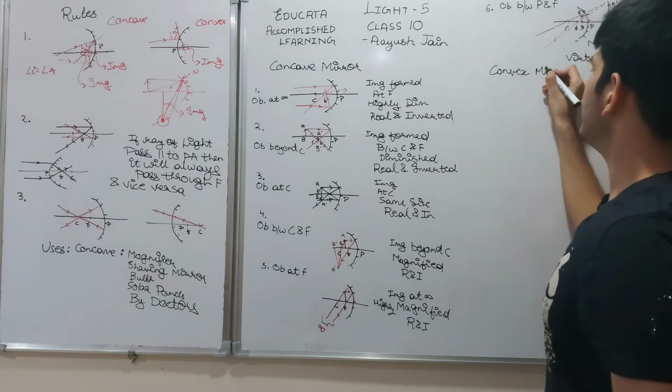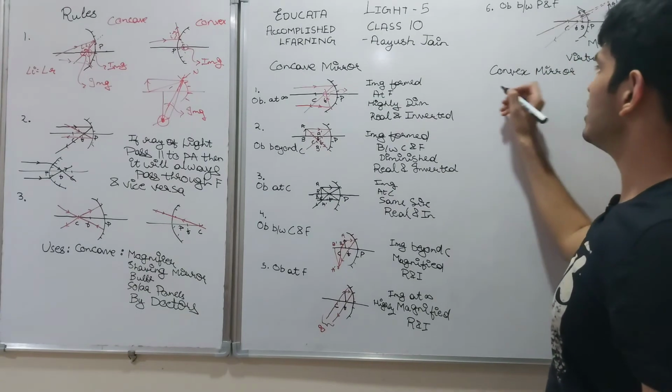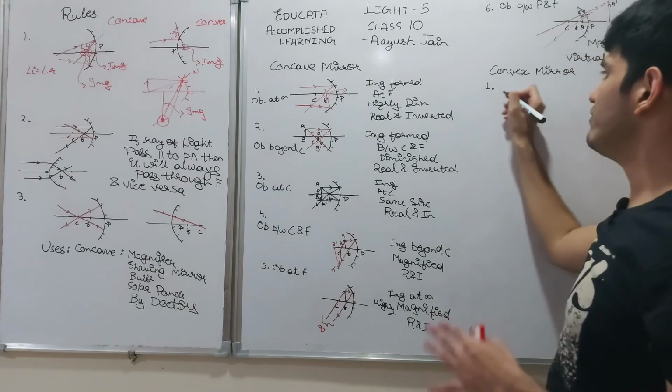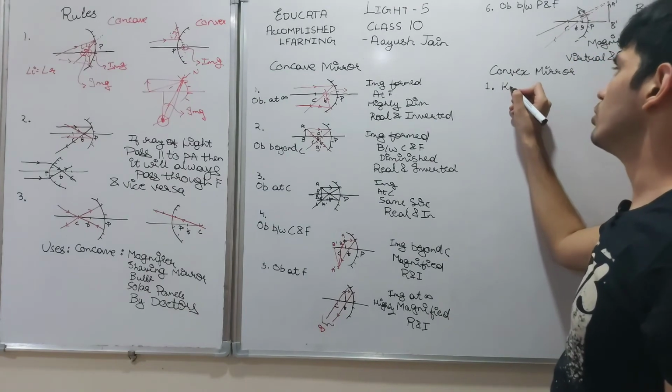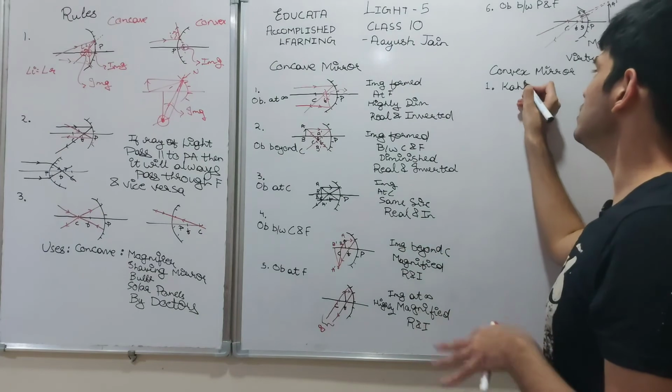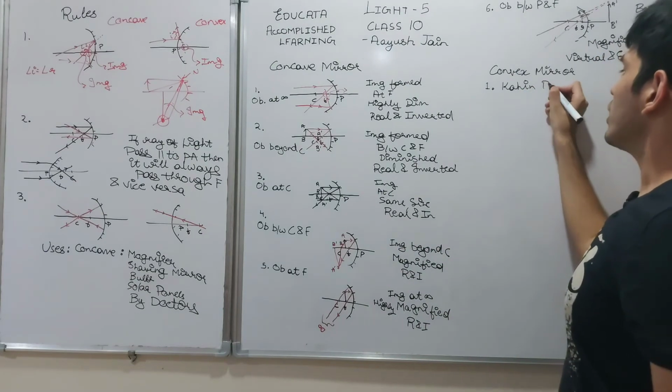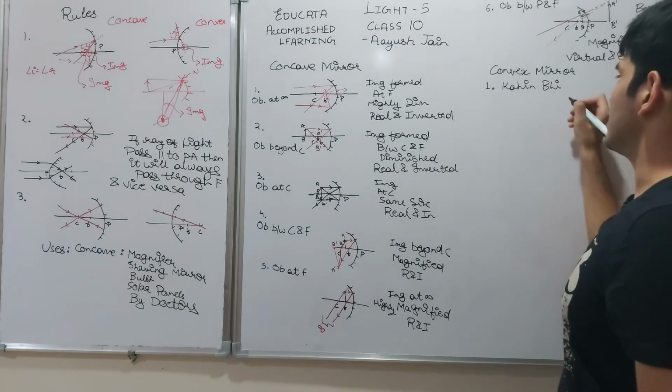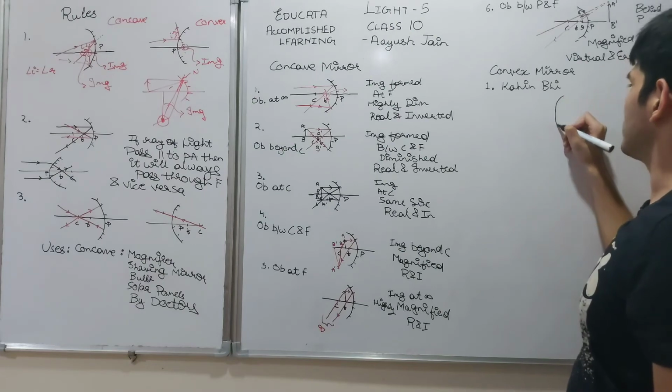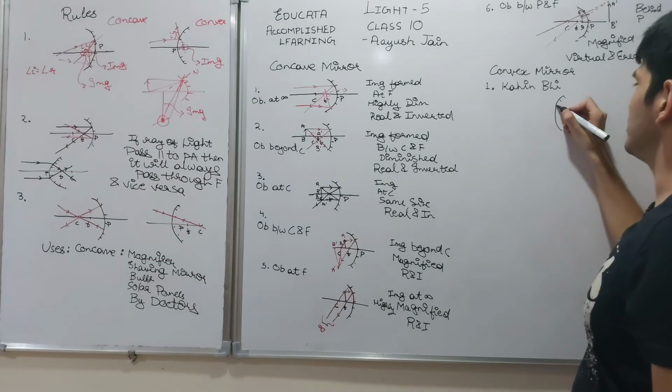Okay, so in the case of convex mirror, the first case that we are taking is when the object is anywhere. Now what is happening in this case? Suppose this is a convex mirror. Okay, this is your convex mirror.